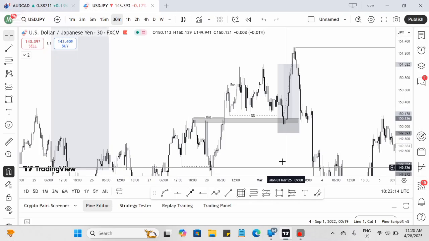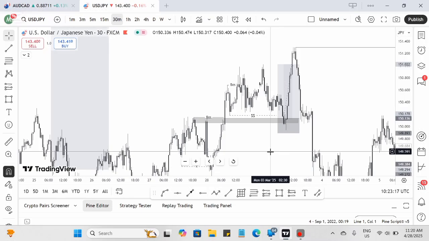So by thinking like a smart money, you stop chasing indicators and start following the trend. The trend is always your friend.